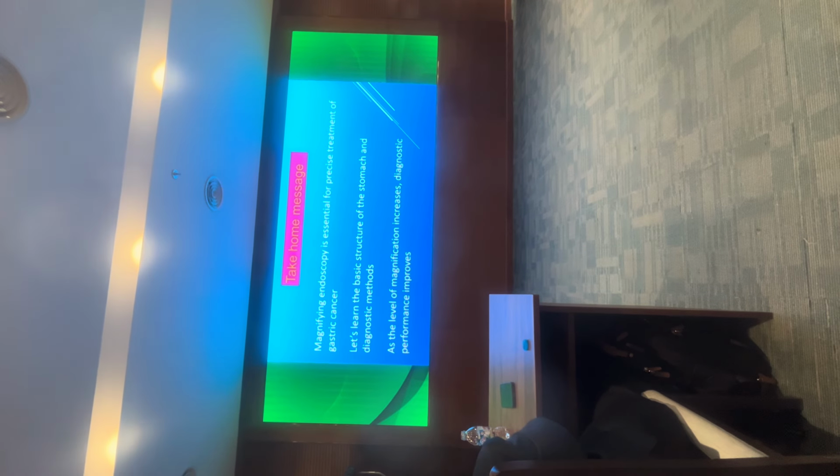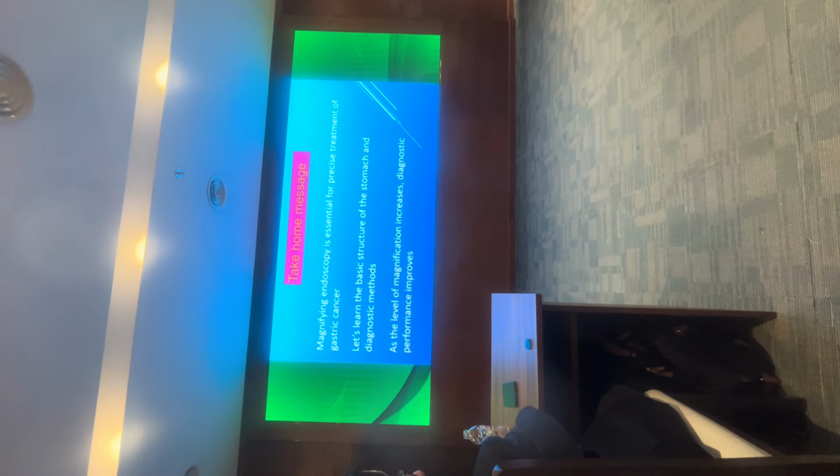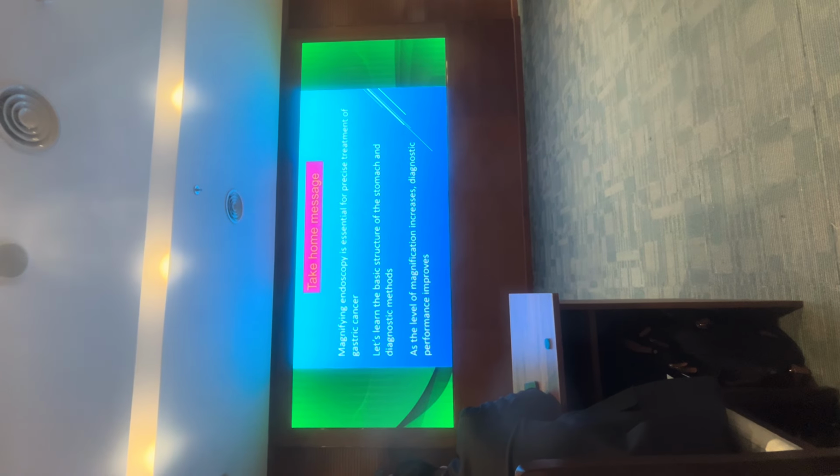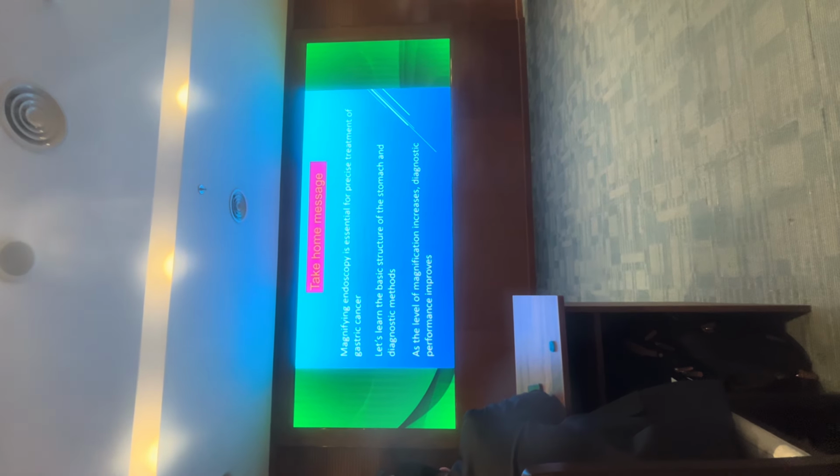This is a take-home message. Magnifying endoscopy is essential for precise treatment of gastric cancer. Let's learn the basic structure of the stomach and the diagnosis method. And as the level of magnification increases, diagnostic performance increases. Thank you very much.